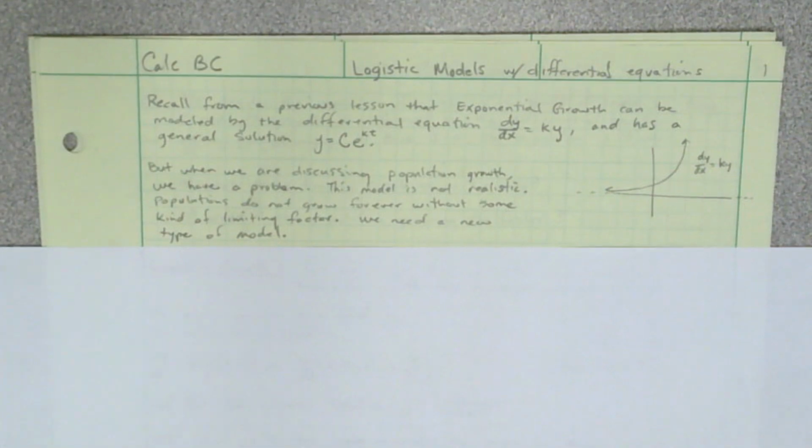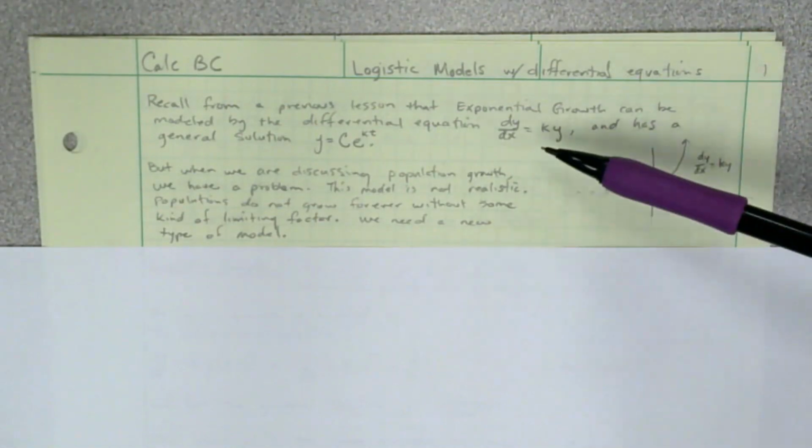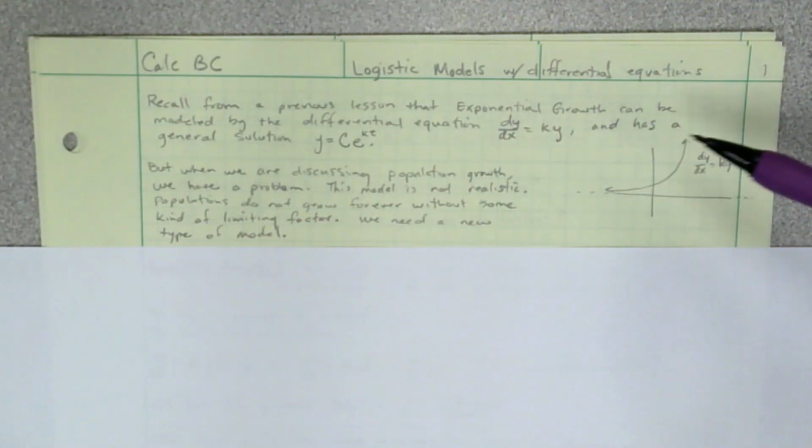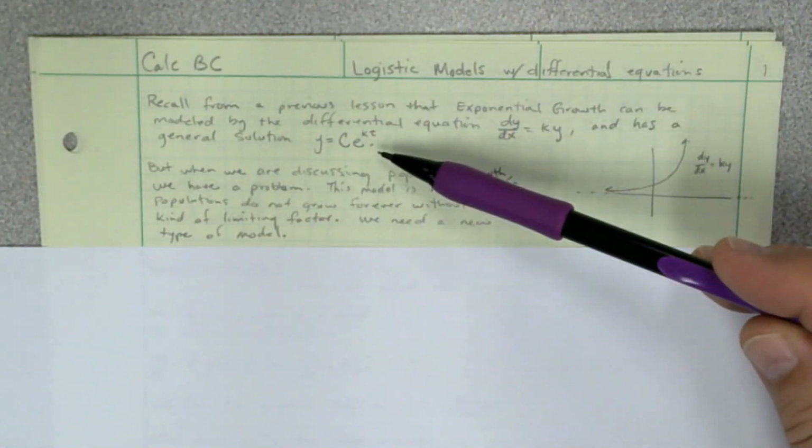Growth models and the differential equations. So recall from a previous lesson that exponential growth can be modeled by the differential equation dy/dx equals k times y, and it has a general solution of this right here: some constant times e to the kt.